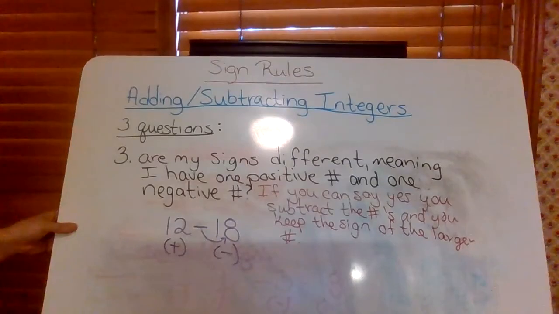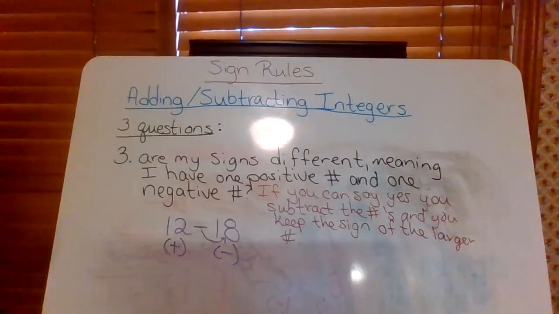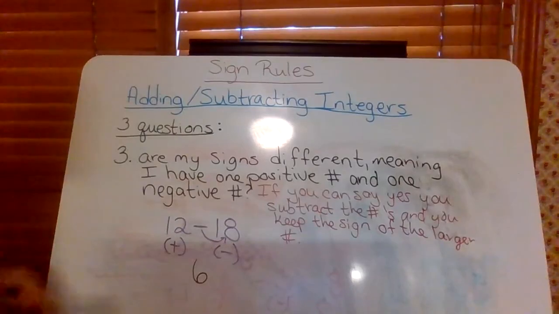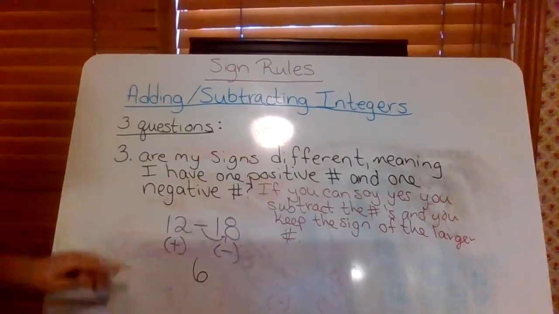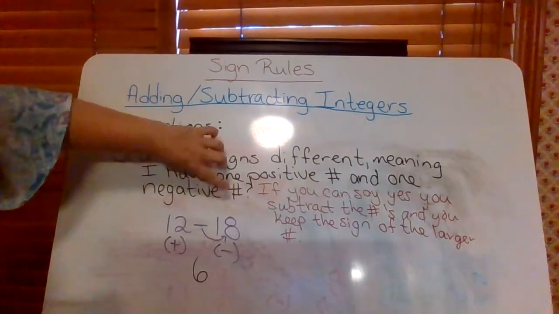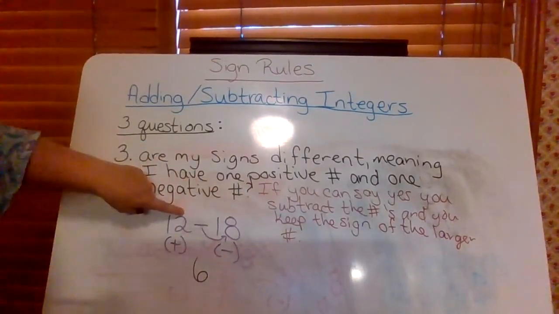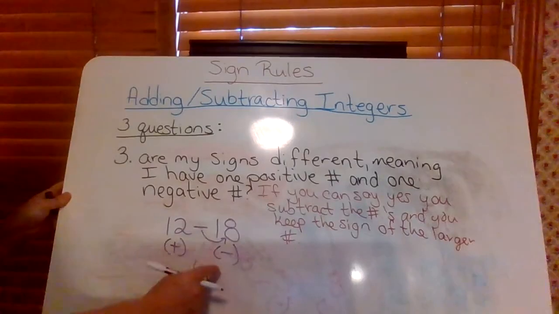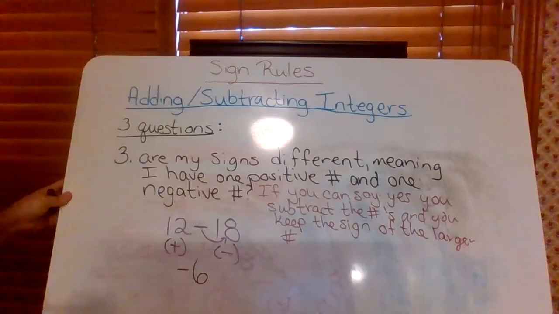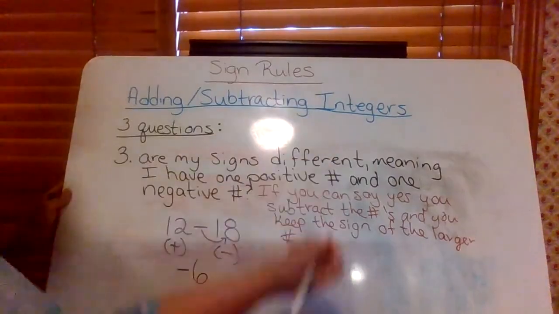So in this case, if I say, all right, so what's 18 minus 12? Well, 18 minus 12 is 6. Now, I've got to decide, is it positive or is it negative? Well, which one's bigger? Is 12 bigger or is 18 bigger? Well, I know, because I know how to count, that 18 is actually bigger than 12. What is my sign on 18? My sign on 18 is negative. So that means that my answer is negative 6. So that's one example. Let's look at another one.